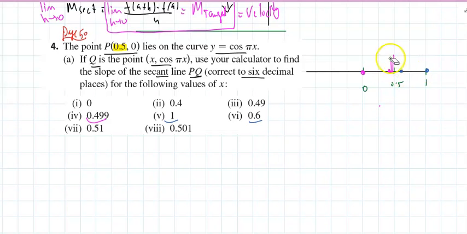Oh yeah, 0.4 would have been a lot further the way I drew it. 0.4 would be about right there. Then they're going to 0.49. Then they're going to 0.499. And they're going from 1 to 0.6 to 0.51. And do you see what that's called? That's called a limit. They're taking the limit as x approaches a half.